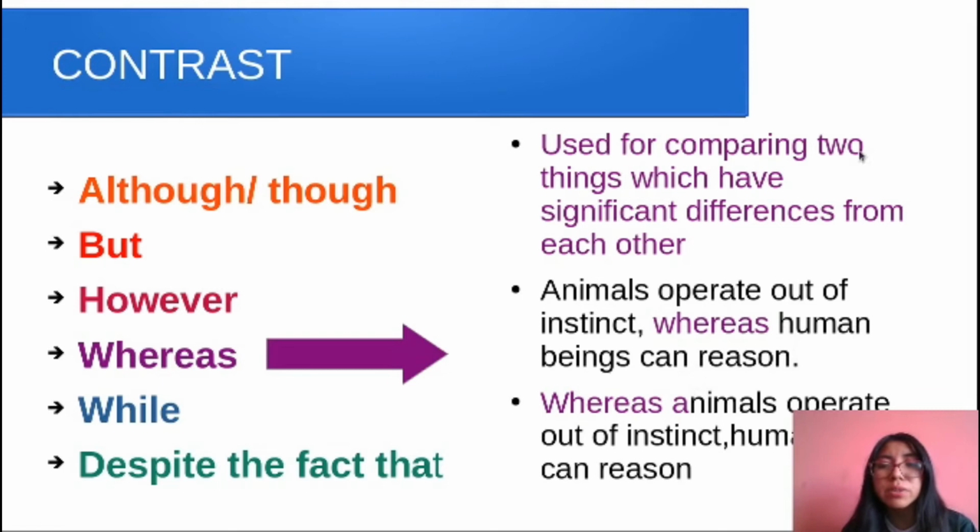Okay, what is the position of whereas? You are going to use whereas in the middle of the sentence or at the beginning. Pay attention. Whereas animals operate out of instinct, comma, human beings can reason. Okay? That is my second idea. So we can use it at the beginning or in the middle, in order to compare my two ideas. The first idea and the second idea.